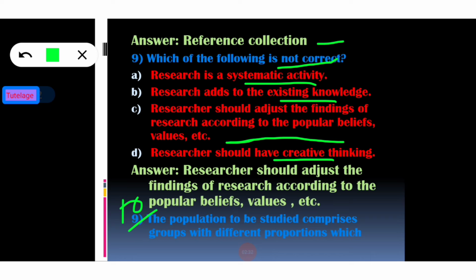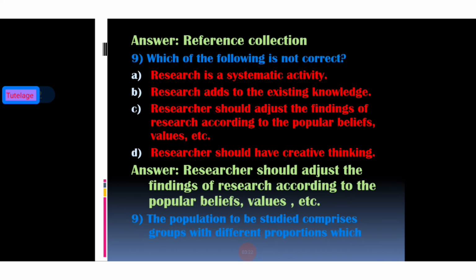Research adds to the existing knowledge. Researchers should have creative thinking. All statements are correct for the concept of research, but only option C, researchers should adjust the findings of research according to the popular beliefs and values, etc., is not correct. So this statement is incorrect. So that's why option C is the correct answer.